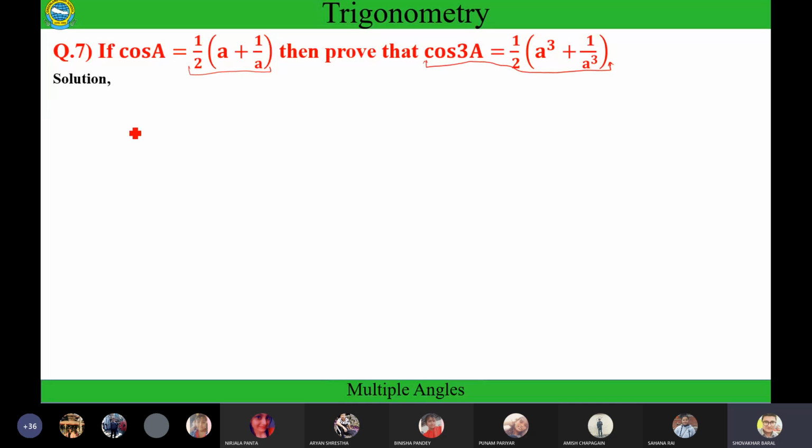Solution. Let's start with it. cos a is equal to 1 by 2 (a plus 1 by a). As I told you earlier, the formula of cos 3a is 4 cos cube a minus 3 cos a. Now this must be at the tip of your tongue. Every time I ask you for this formula, you have to tell this formula: 4 cos cube a minus 3 cos a.